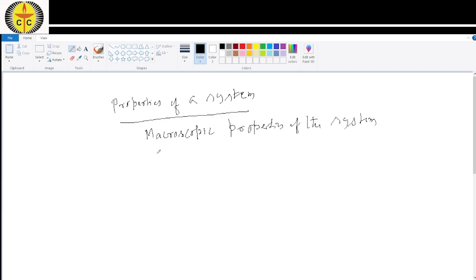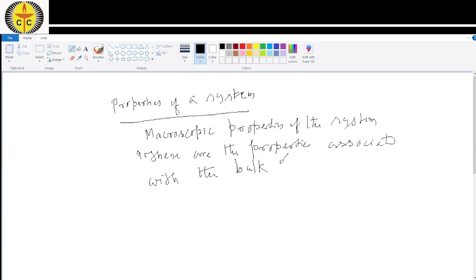So what is its definition? Definition is: these are the properties associated with the bulk of the matter.